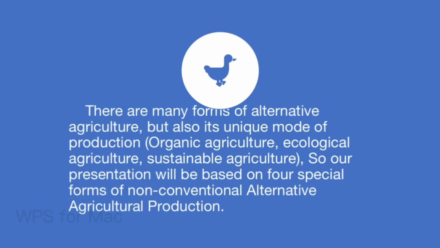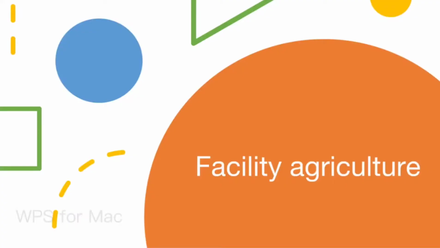So there are many forms of alternative agriculture, each with its unique mode of production. There are organic agriculture, ecological agriculture, sustainable agriculture. Our presentation will be based on four special forms of non-conventional and alternative agriculture production. The first is my turn. I want to talk about facility agriculture.